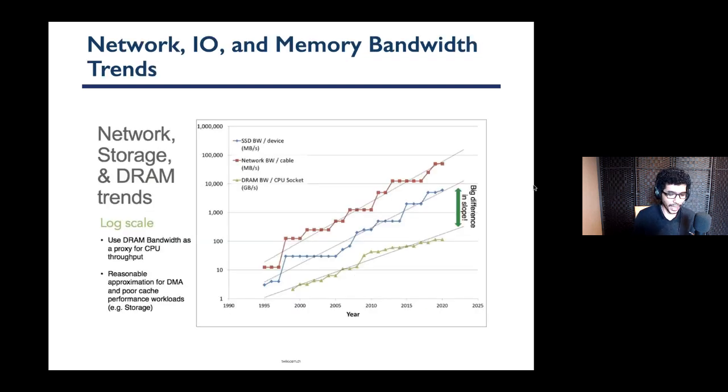The other trend that we have to pay attention to is the I/O, network, and memory bandwidth trends. So here on the x-axis, you have the year from 1990. I think it starts from 1995 to 2020-ish now. And the green shows you the DRAM bandwidth in gigabyte per second. Pay attention to these. So this one is gigabyte per second. You have the network all the way on top that's in megabyte per second.